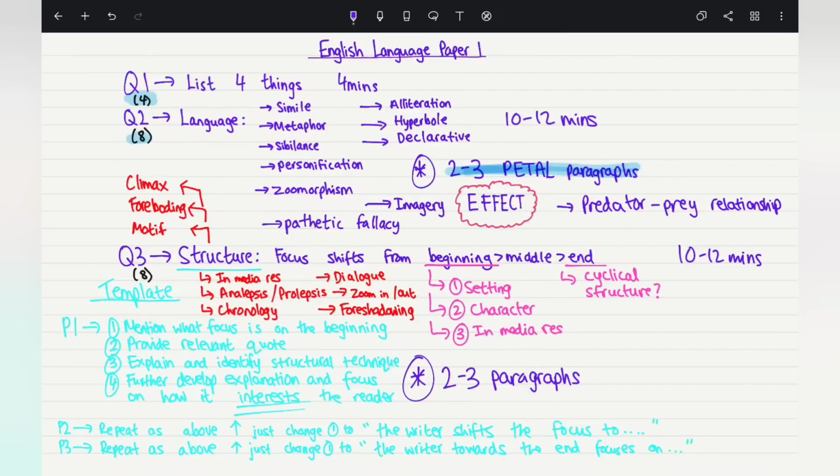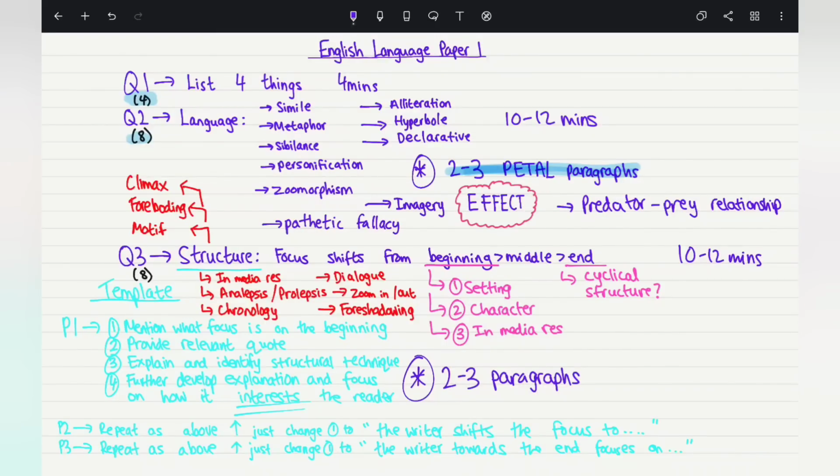So what are the structural techniques that you can mention for question 3? They include all the red techniques, which include a climax, foreboding, emotive, in media res, analepsis, prolepsis, chronology, dialogue, zooming in, zooming out, and foreshadowing. These are some of the structural techniques that you will find on Monday. Now, I have created a template for this question because many of my students have suggested for me to do this. So I've created a template for you all just to make your life easier, because after all, we are easy education.